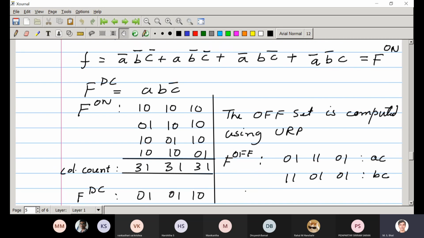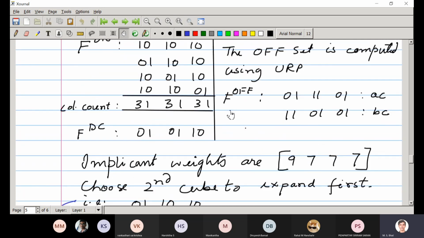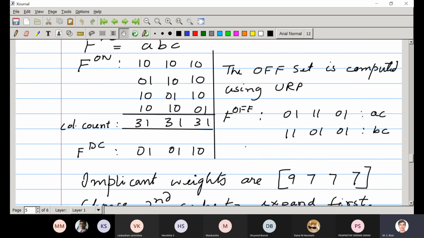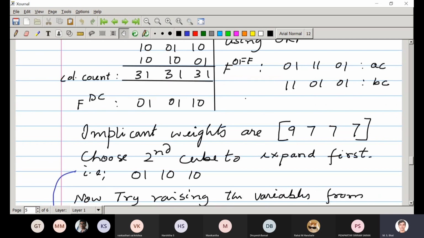3 1 3 1. The offset is computed using the unate recursive paradigm, so you know the onset and you know the don't care set, so you can always find the offset. If you find the offset, it is 0 1 1 1 0 1 and 1 1 0 1 0 1, that is a c plus b c, and the don't care set is this. Now if you multiply this with the transposed version of the last column count, you get the implicant weights as 9 7 7 7.